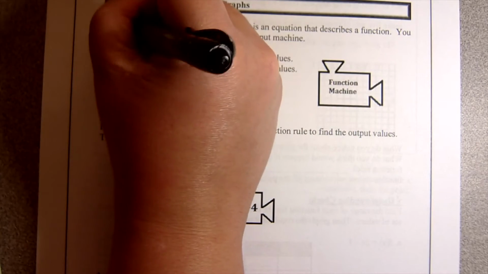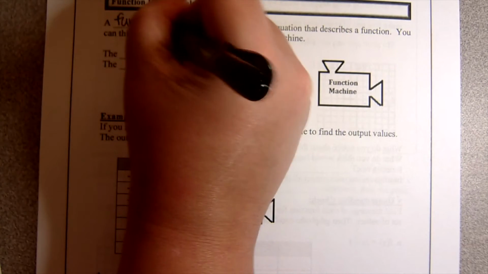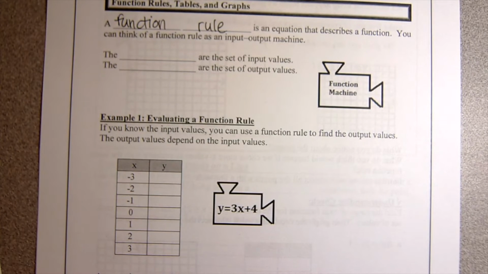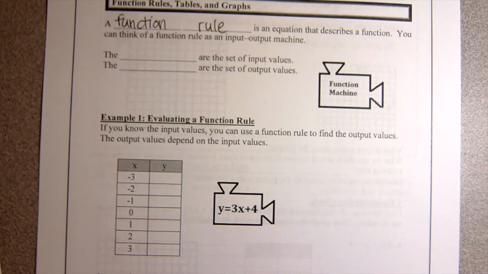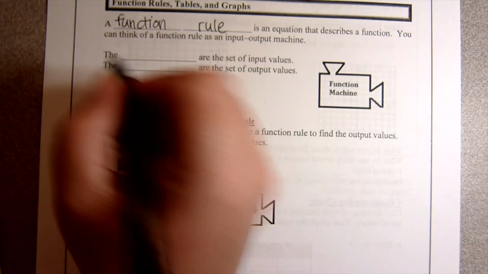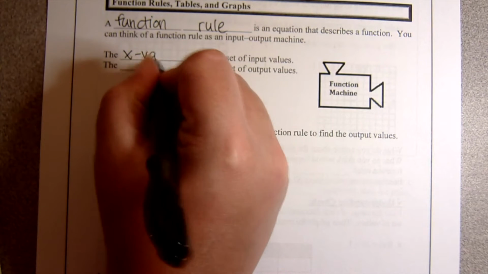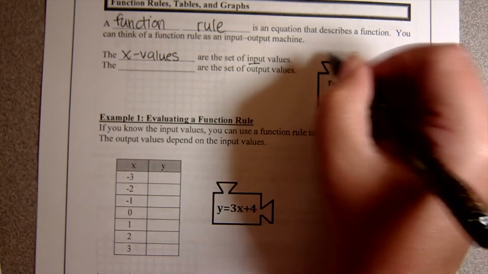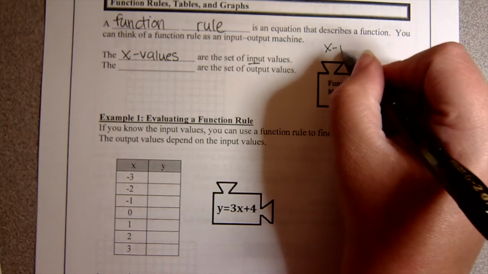A function rule is an equation that describes a function. You can think of a function rule as an input-output machine. The x values are the set of input values. That's what goes into the machine.